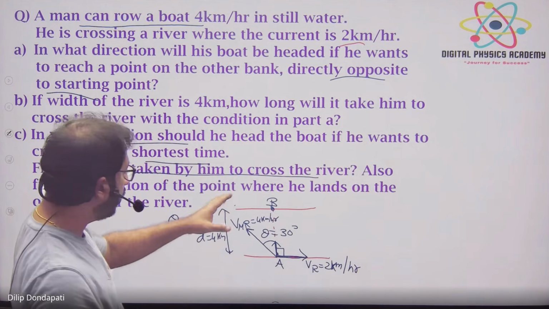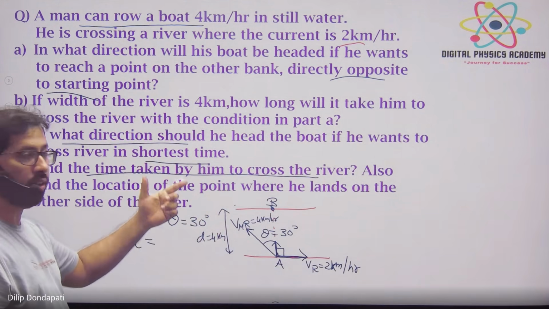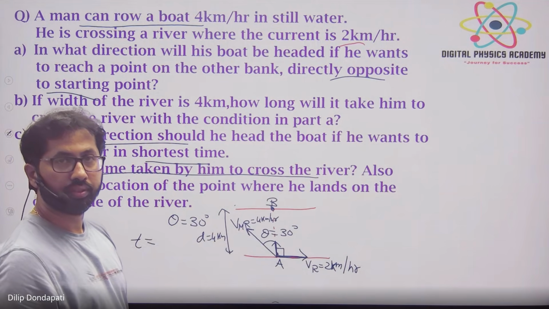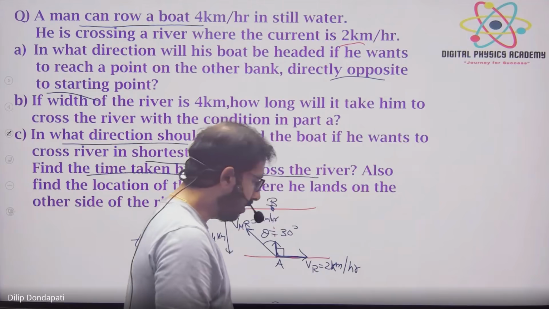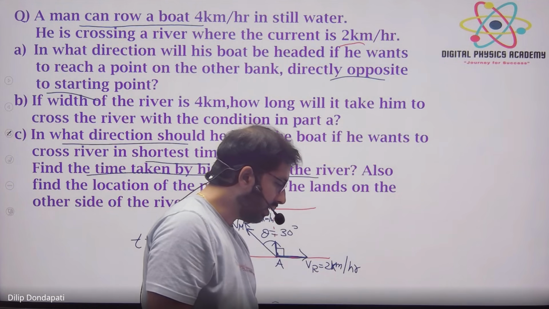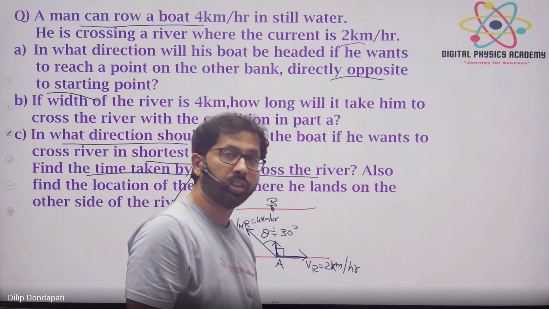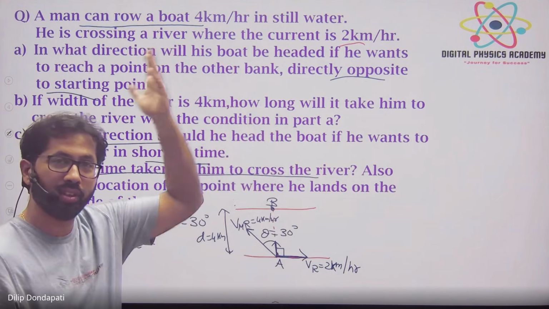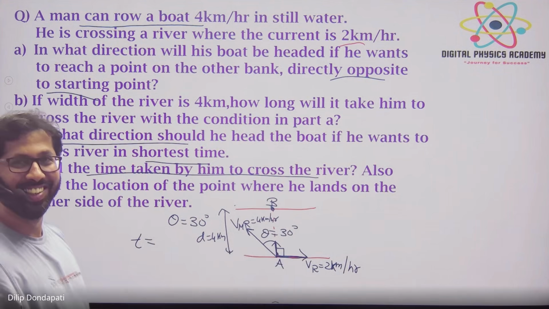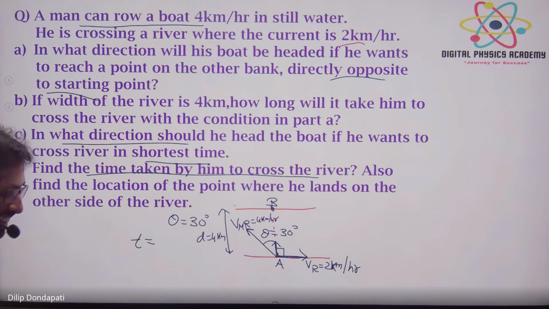Now find the shortest time. Time find करो. Shortest time find करो now. Sir, 1 second. Who told 1 second? 4 kilometers is the given distance and the current speed is given in kilometers per hour. Whatever. 1 second में सुपरमैन है क्या? ये 1 second में रिवर क्रॉस करेगा? हाँ, 1 hour.